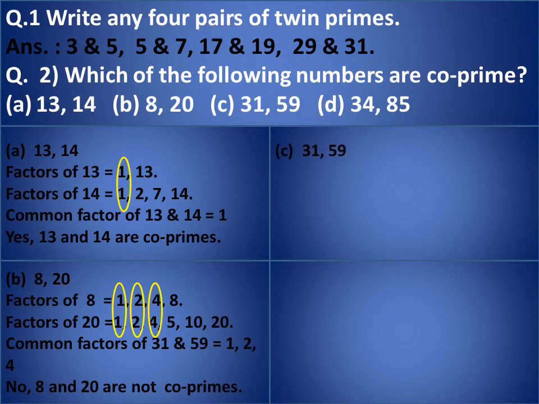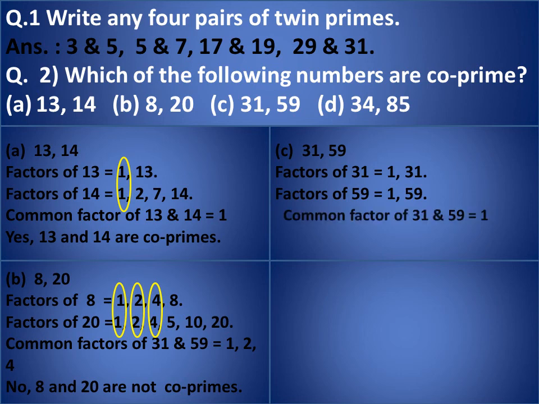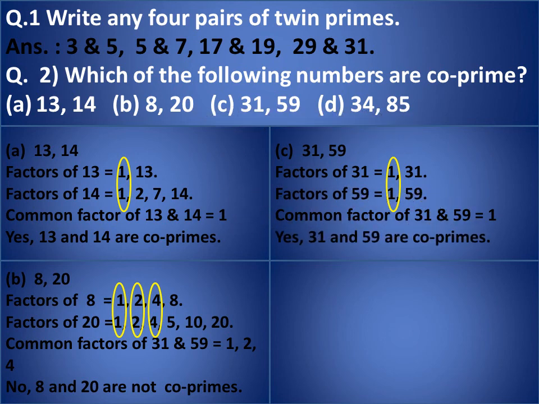The next question is C, 31 and 59. First, we will find the factors of 31 and 59. We know that the factors of 31 are 1 and 31 because 31 is a prime number. Then the factors of 59 are 1 and 59. Why? Because 59 is also a prime number. So the common factor of 31 and 59 is 1. So what do you observe? Are 31 and 59 co-prime? Yes, 31 and 59 are co-prime. Let's solve the next question.